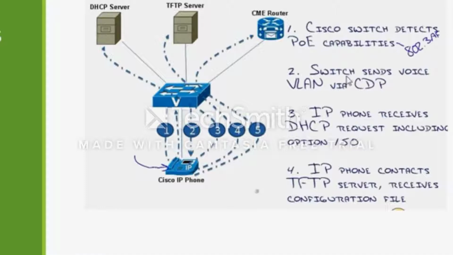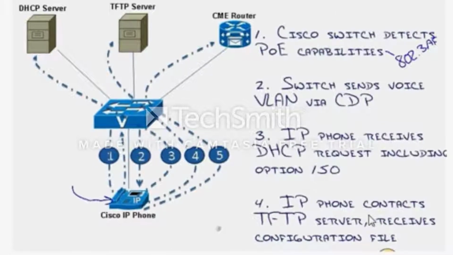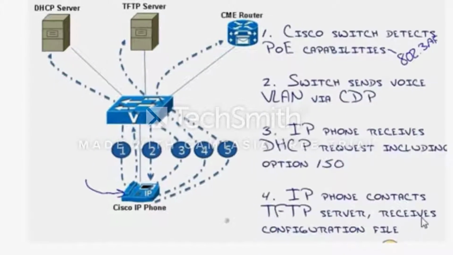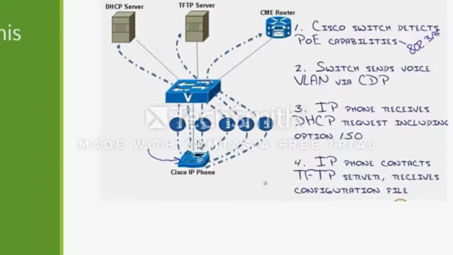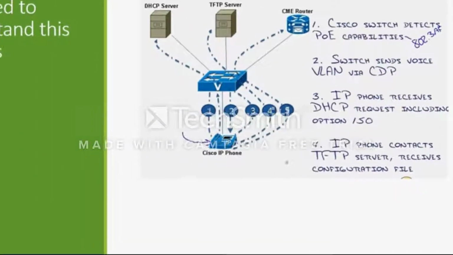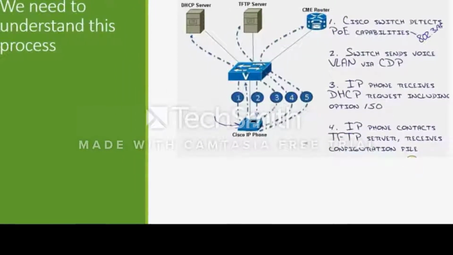Switch and voice VLAN via CDP. It's sending over here. The IP phone received the DHCP request including option 150. Option 150 is to look for the router. The IP phone contacts the TFTP server and configures, receiving the configuration file. So after it got into this process number 4, it should be picking up all the signal.